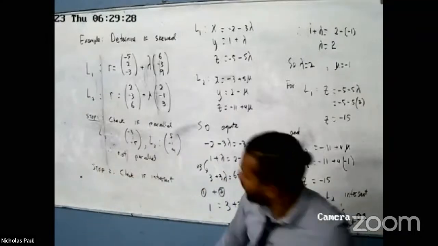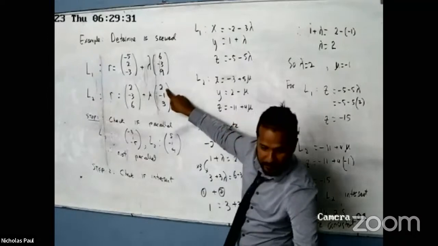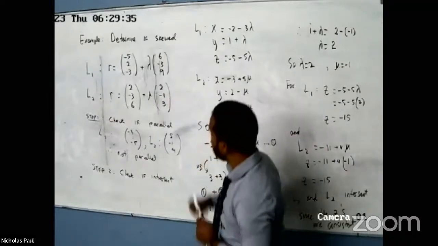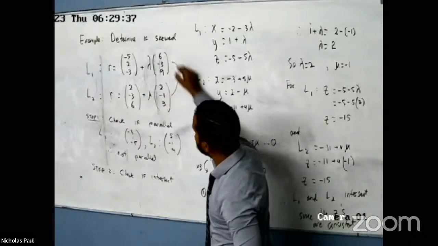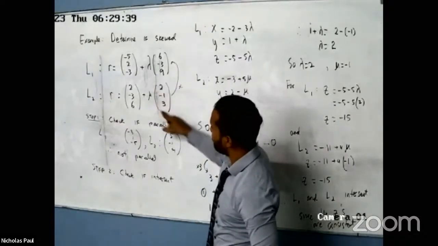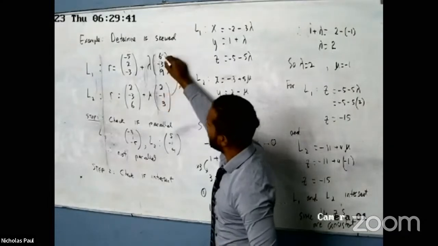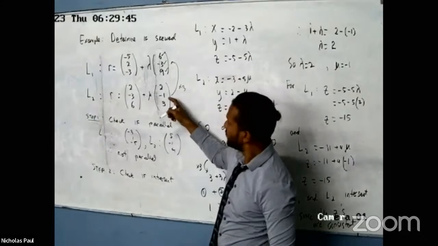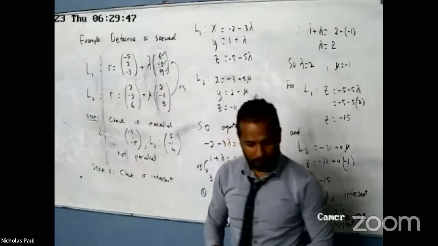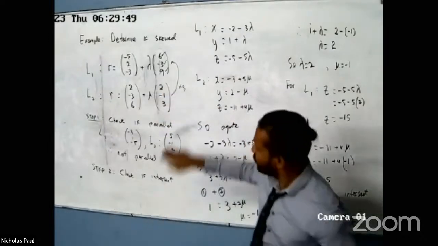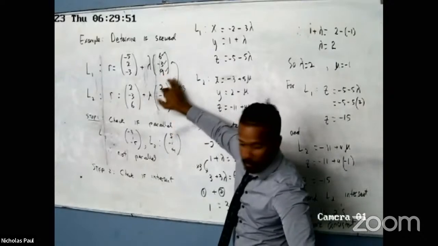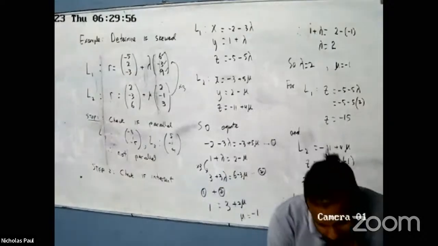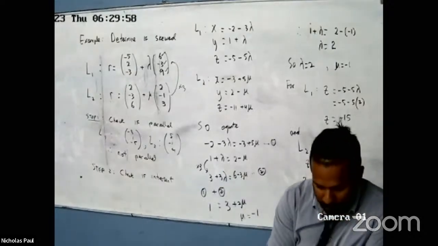How is it parallel? Because if you multiply this direction vector by 3, you'll get 6, minus 3, 9. Right? So that's why it's parallel. You're only interested in the direction vectors, not the point on the line, but the vector on the line. All right? All right, online.